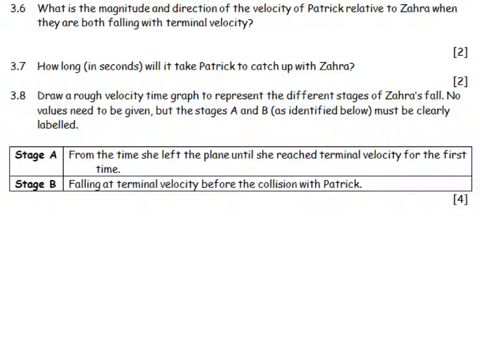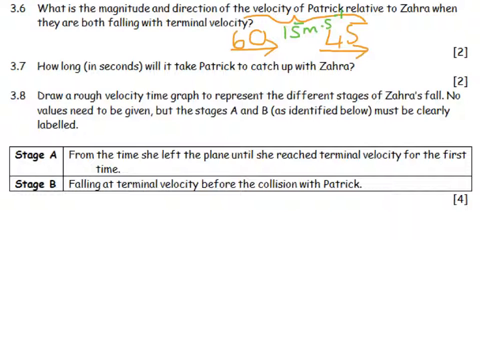Then they ask, what is the magnitude and the direction of the velocity of Patrick relative to Zara when they are both falling at terminal velocity? Well, now what have you got? You've got one person falling at 60, another person falling at 45. So in the same way as if a car was driving, let's say, at 45 kilometers per hour, and another car was approaching at 60 kilometers per hour, the relative velocity, the relationship between those two, would be 15. So it's 15 meters per second that Patrick is approaching Zara.